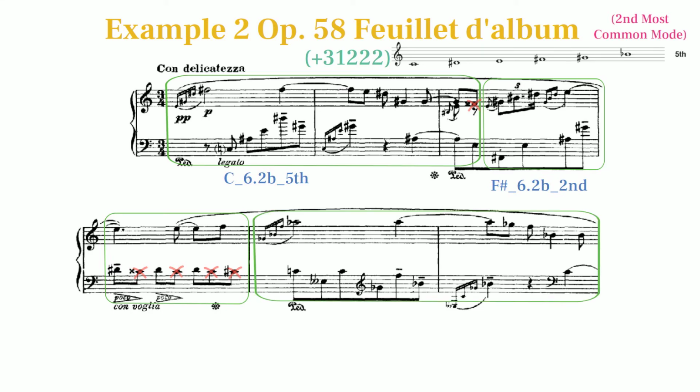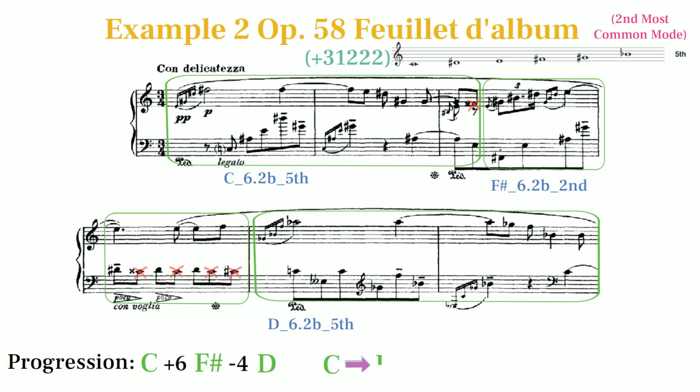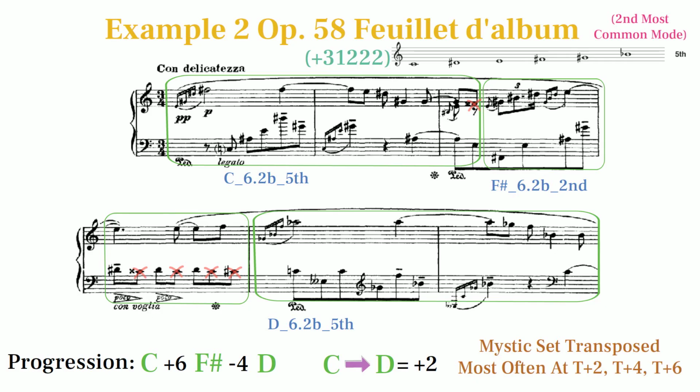Then we transpose the first 4 bars to D, starting in measure 5. So we had Mystic Chords built off of C, then a tritone away to F sharp, then a major third away to D, and that D brings us to a whole step from the starting C position. This demonstrates Scriabin moving at all the transposition levels that provide the most parsimonious voice leading for the Mystic Chord.